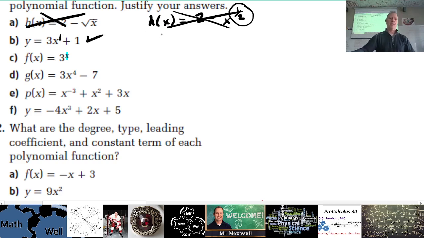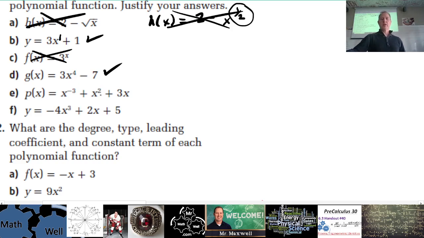B is a polynomial. Here we have 3 to the power of x. Can we have an exponent that is the variable itself? Well, no, we can't, because we can only have whole number exponents on variables. So x as an exponent was maybe not clearly stated, but this is an exponential type function. This is not a polynomial function, so this doesn't fit either. D has an exponent of 4. That's a whole number. So this one looks okay. Right? That's a quartic function, degree 4.